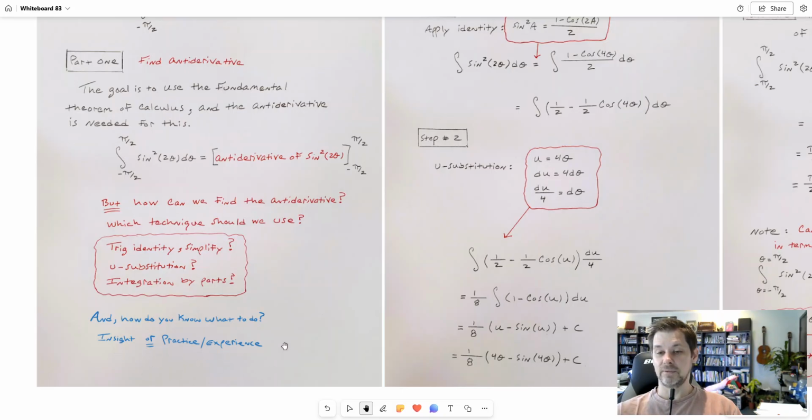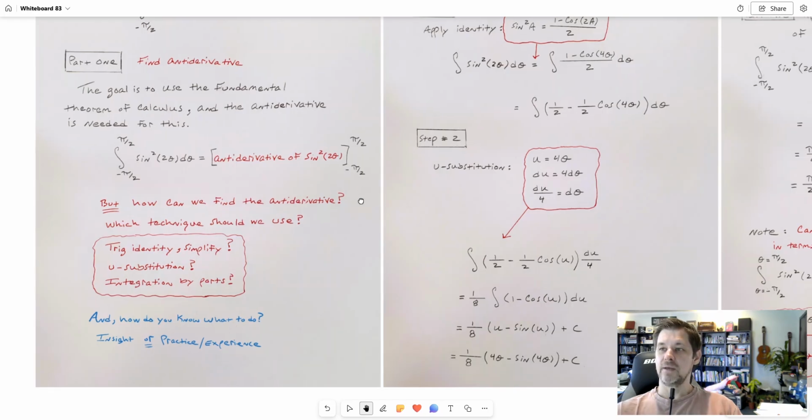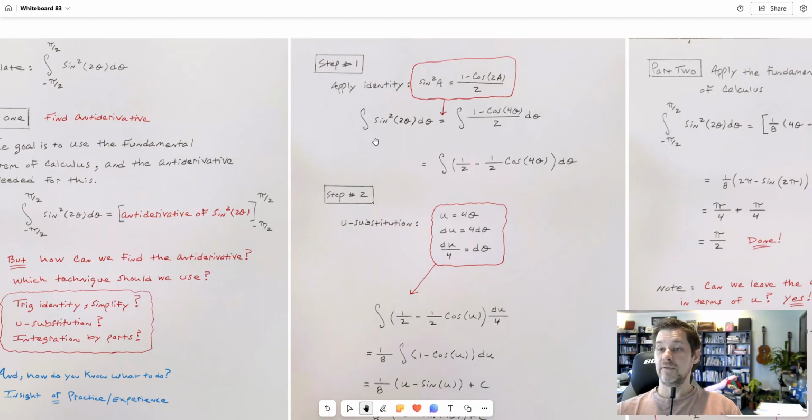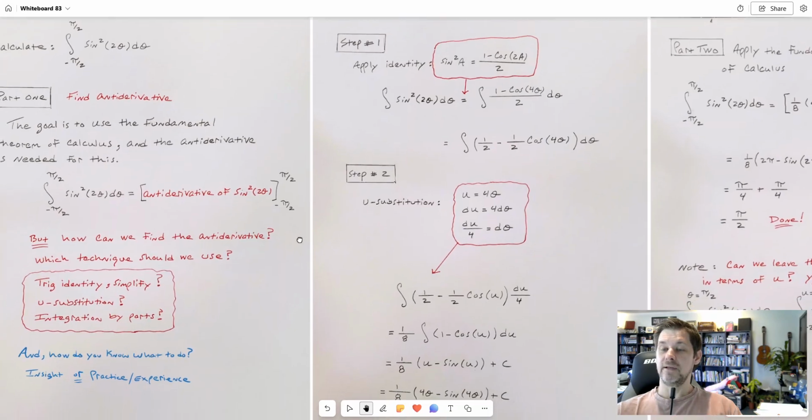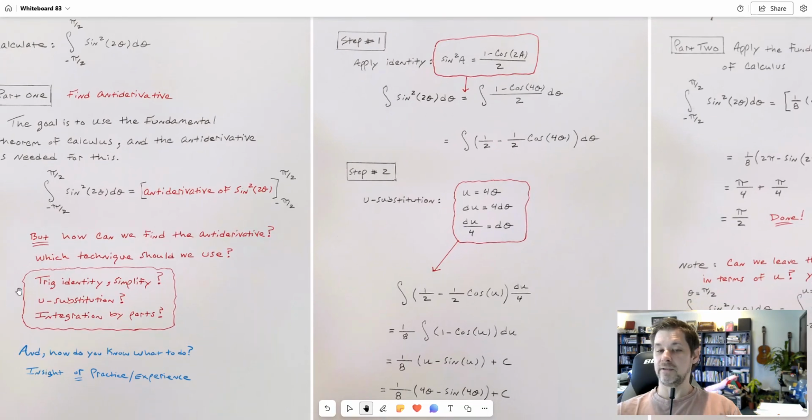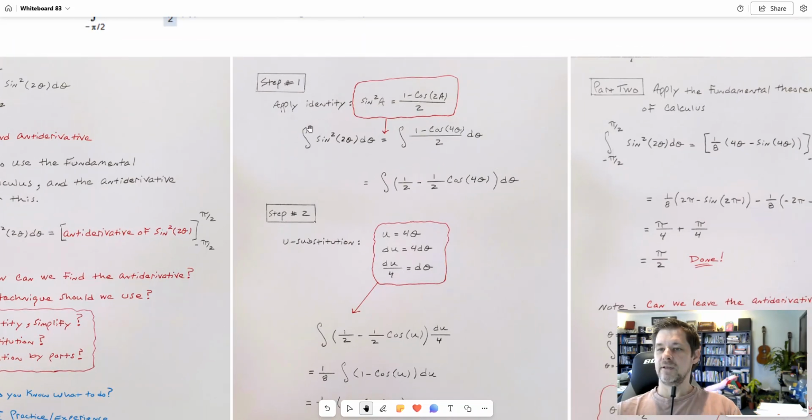But for most people, there's going to be a fair amount of practice and experience that's required. Okay, so the way that we solve this one is we use a combination of applying just the right trig identity and then using u-substitution. Here's what that's going to look like. For this integral, in order to find just the antiderivative, I'll apply this identity.